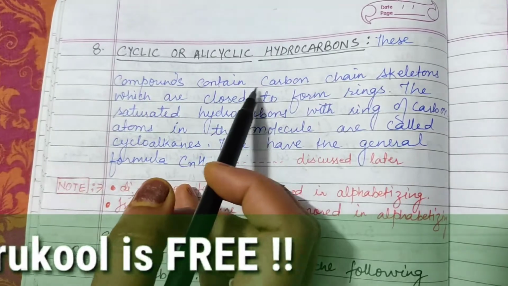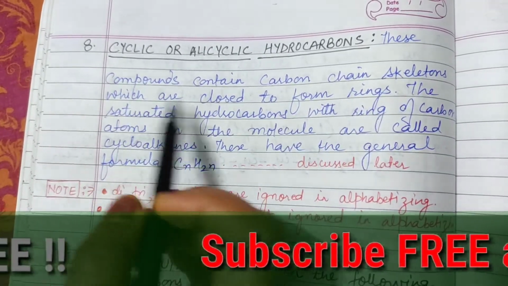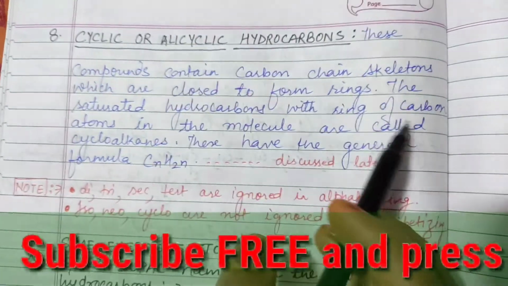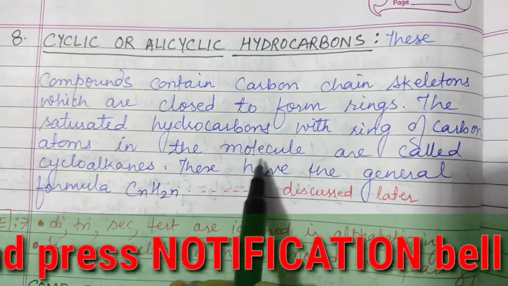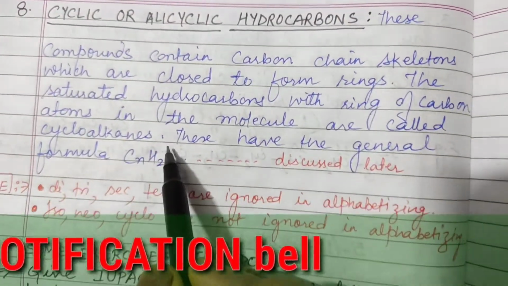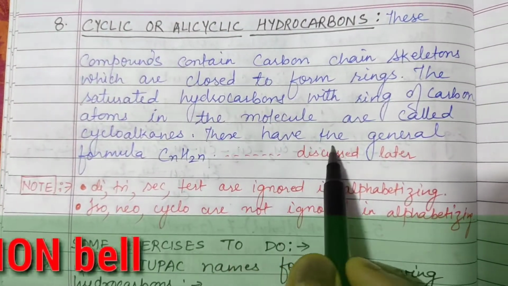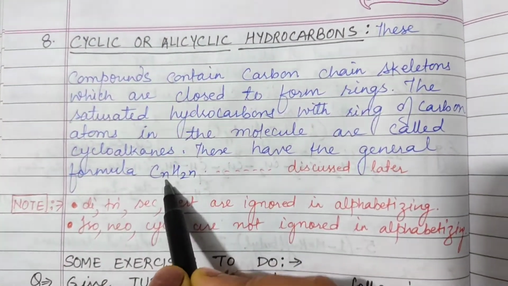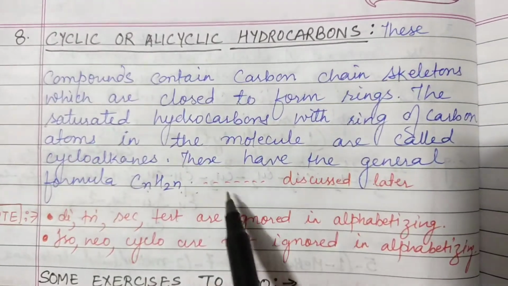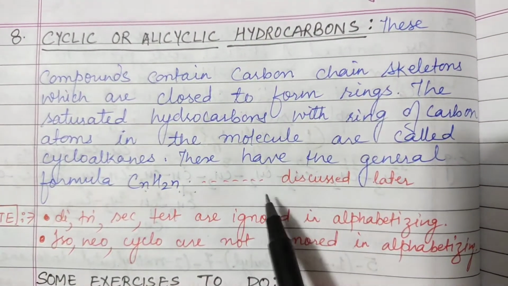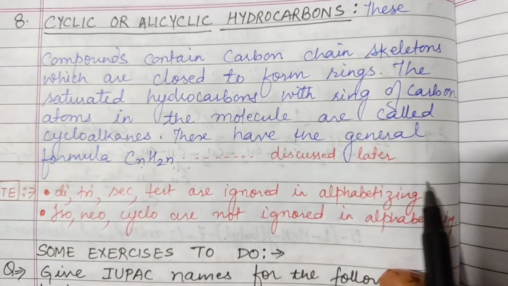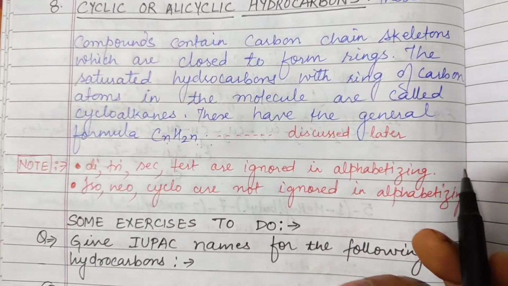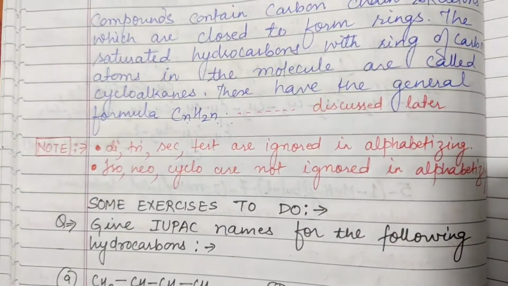These compounds contain carbon chain skeletons which are closed to form rings. The saturated hydrocarbons with rings of carbon atoms in the molecule are called cycloalkanes. These have general formula CnH2n, and this naming of these compounds I will discuss later on with you, because it has also many points and I will discuss in my next videos, children.